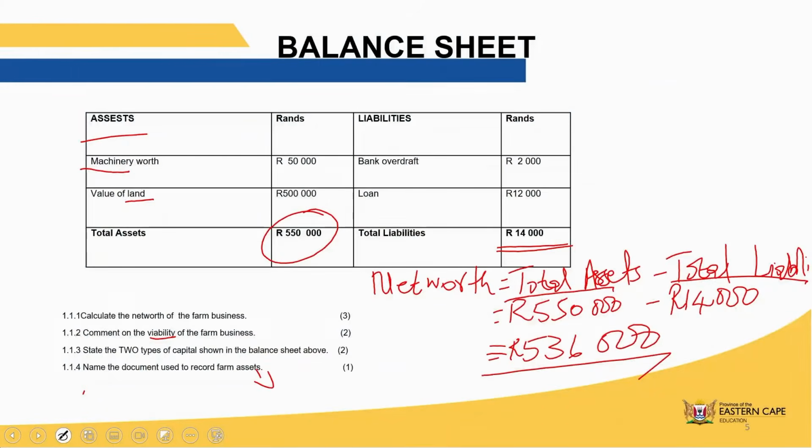Another question. Name the document that is used to record farm assets. We record farm assets in a document that is called an inventory. That's where we record all farm assets, in a document that is called an inventory.